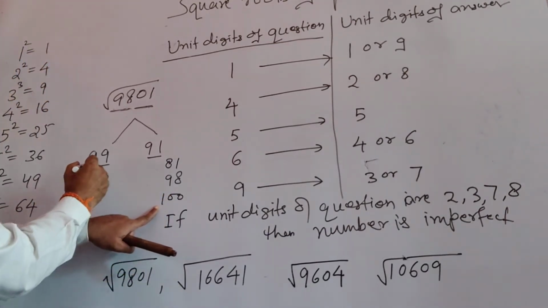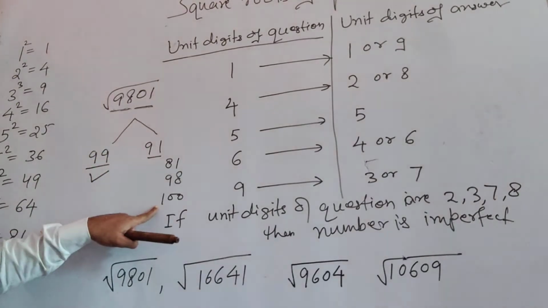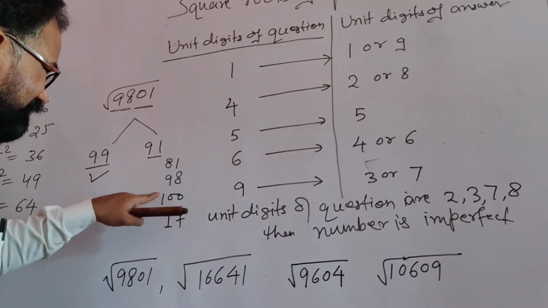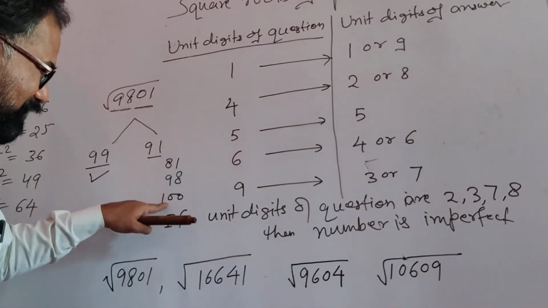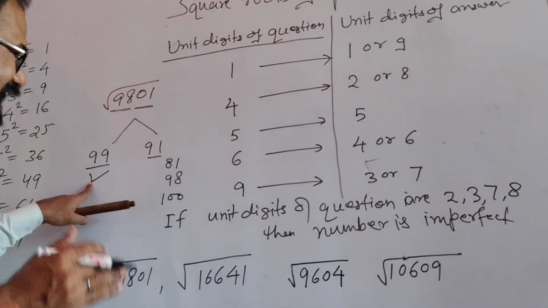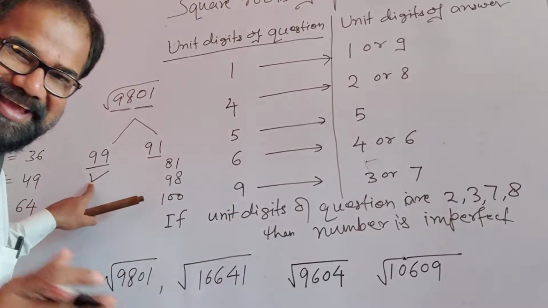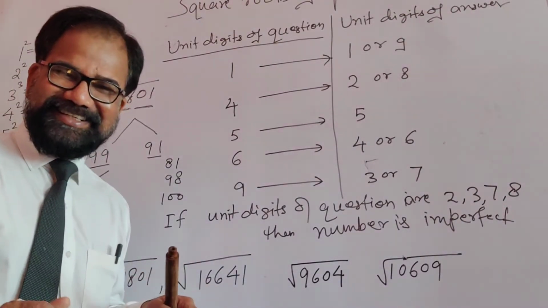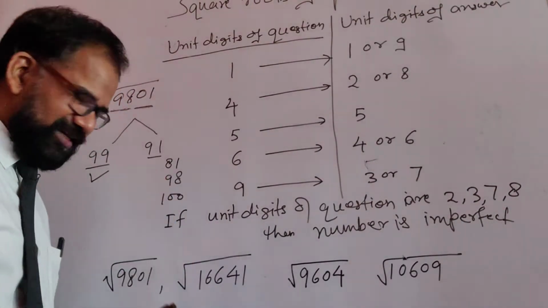So your answer will be 99, the bigger one, right? This is bigger than 98. Your answer will be 99. I hope you understood. Now one more example I take.